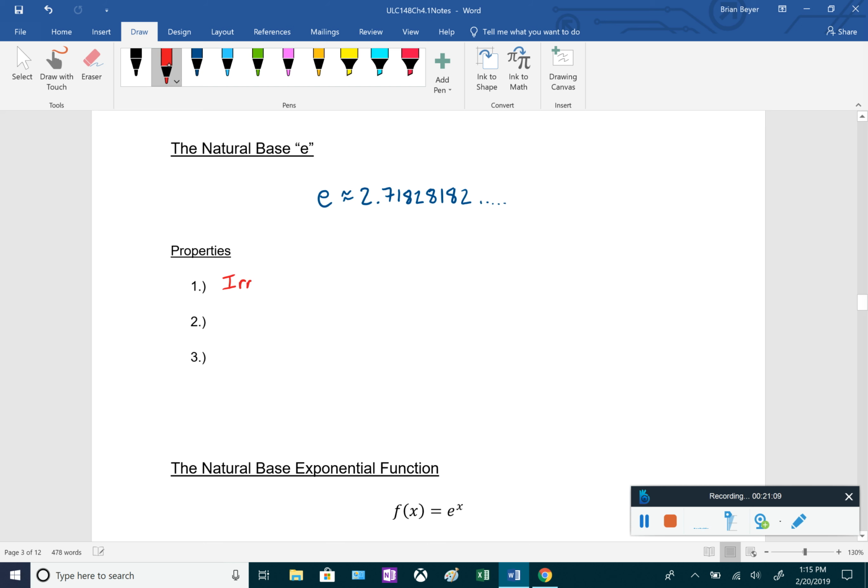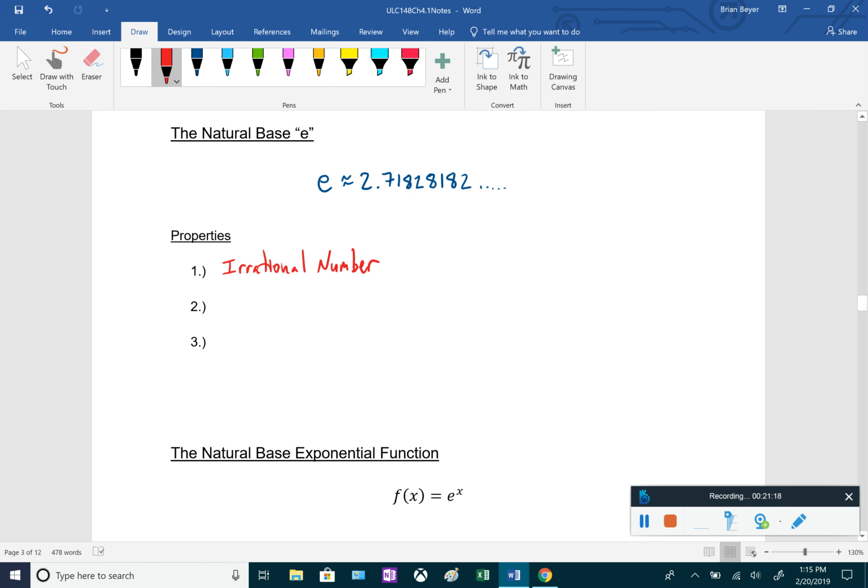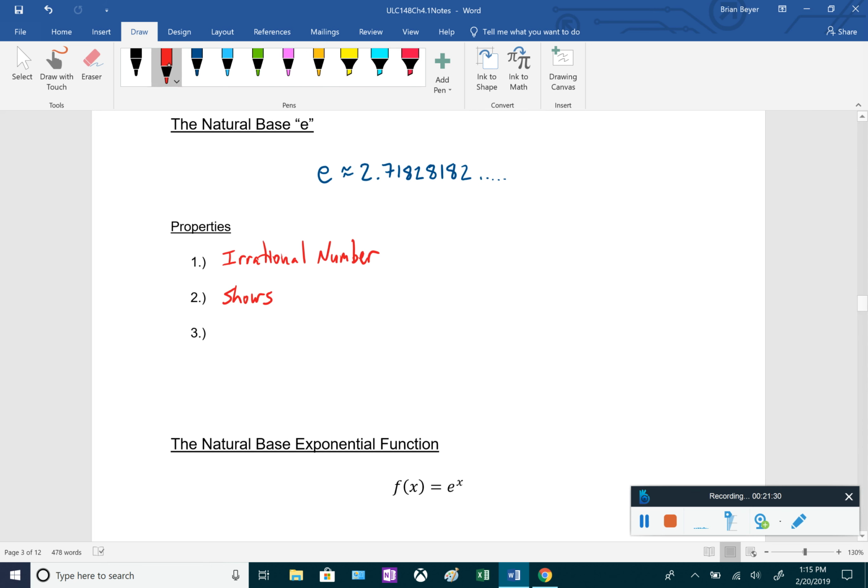For the properties of this number, just like pi, it is an irrational number. The decimal version goes on forever. It doesn't repeat itself. Not really the reason why we necessarily use it, but one of its properties is it shows up naturally. It shows up in many exponential functions.